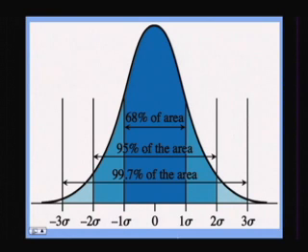This particular graph has a mean of 0. And so it's easy for us to see that if we go 1 standard deviation above and 1 standard deviation below, that we would have 68% of the area. And as we've already said, 2 standard deviations above and below give us 95% of the area, and that 99.7% of the area is 3 standard deviations.